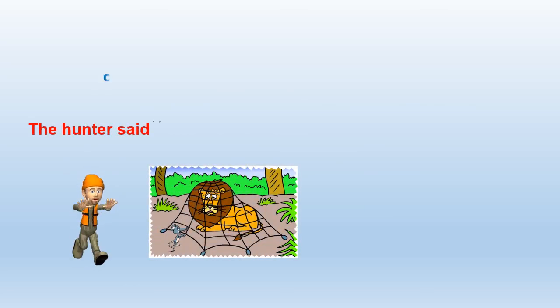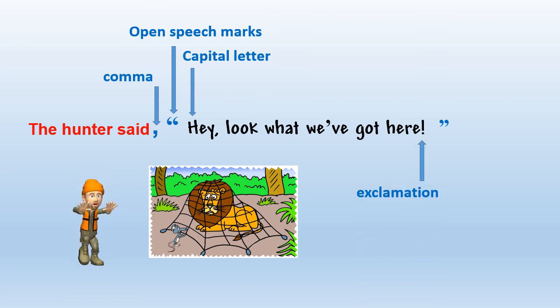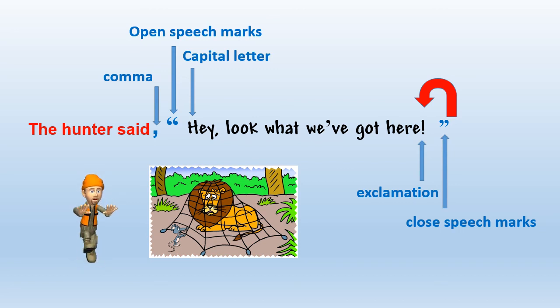The hunter said. We insert a comma, we open our speech marks, and we begin with a capital letter. Comma, open speech marks, capital letter. Exclamation, we put our end punctuation in. We close our speech marks. And remember that all punctuation goes inside the speech marks.